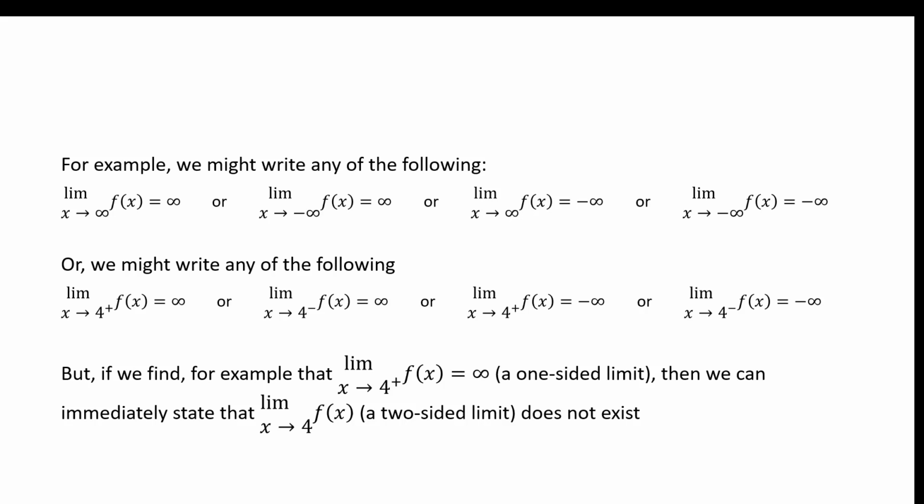But if you find that when you're finding a limit as x goes to a real number, one of the one-sided limits is equal to either infinity or negative infinity, you can right away say, as I said a few minutes ago, that the limit as x goes to that real number of f of x does not exist. Okay?